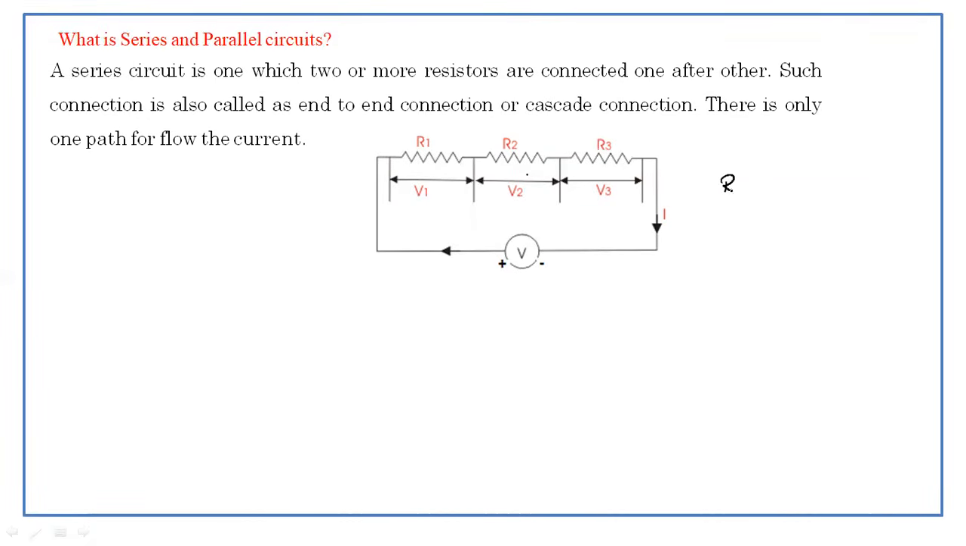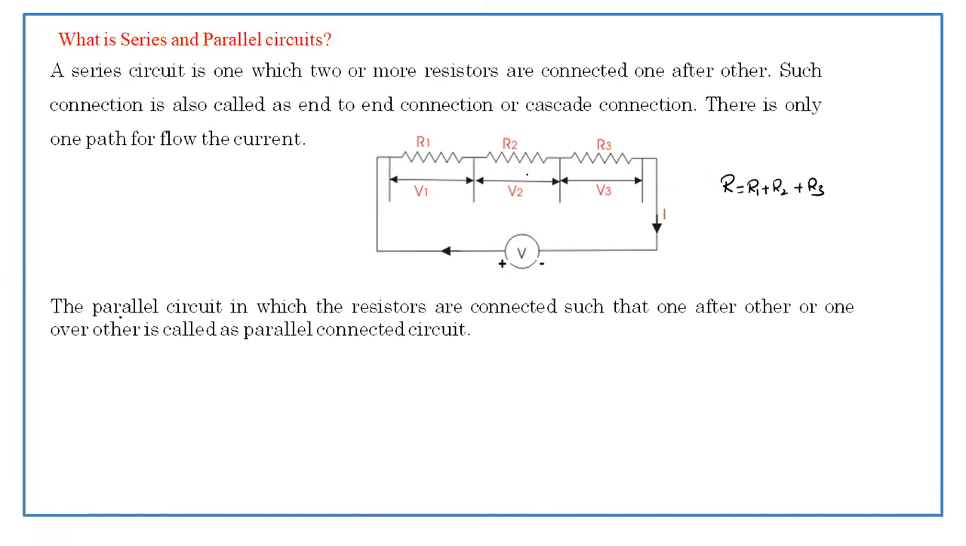When the resistors are connected in series, the formula is R is equal to R1 plus R2 plus R3. As there are three resistors, we take three terms, that's why R is equal to R1 plus R2 plus R3. In a parallel circuit, the resistors are connected one over the other. So this is a parallel connection. In this, the voltage is the same, but the current divides across each and every resistor.